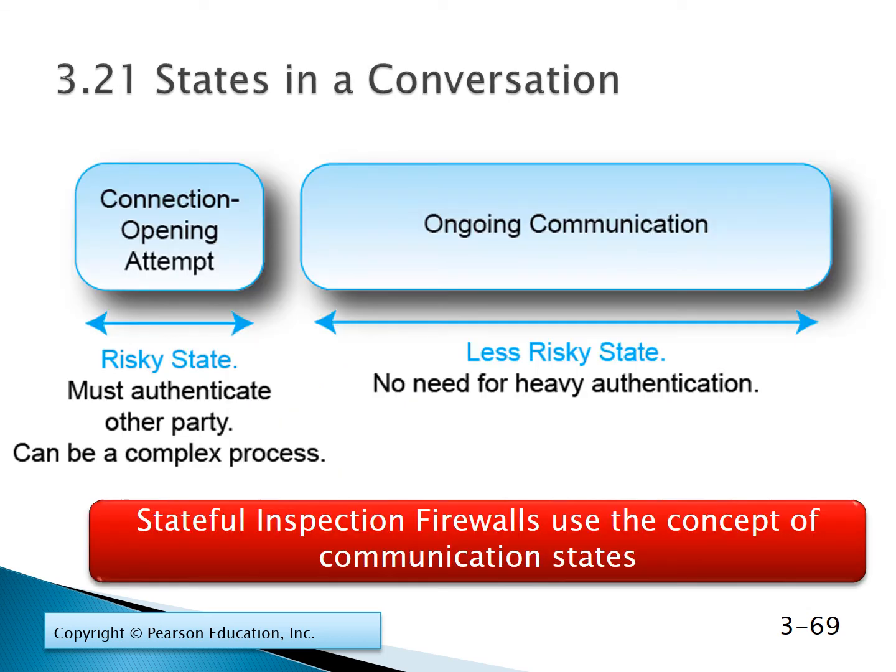There are also states in a conversation, or a communication. Normally in network transmission, we say there is a step of opening the connection. When you first open the connection, it is usually more risky, so you must have authentication of the other party. That means when you try to log into a bank account, the first time going into a bank website, when you do the login, this is the connection opening step, and this one is potentially more risky.